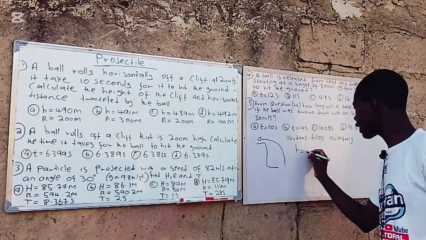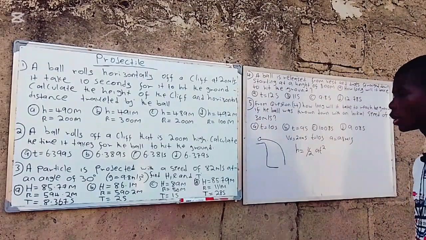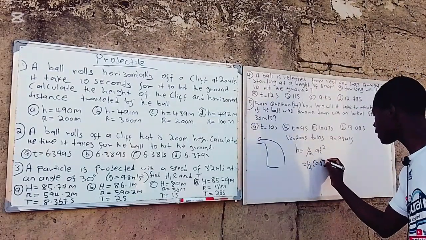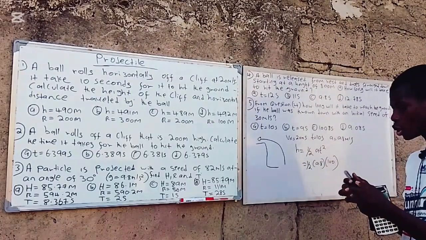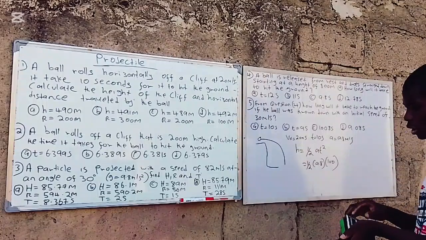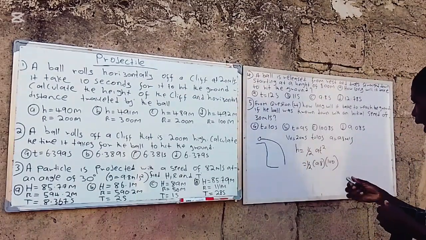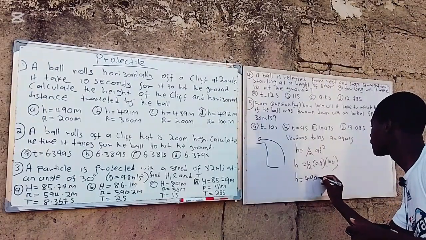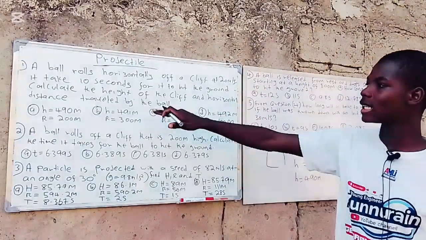So we have to use h equals half a t squared. This is half multiplied by 9.8 into 10 squared, which is 100. If I multiply this out, what should I get? Therefore the height is equal to 490 meters.